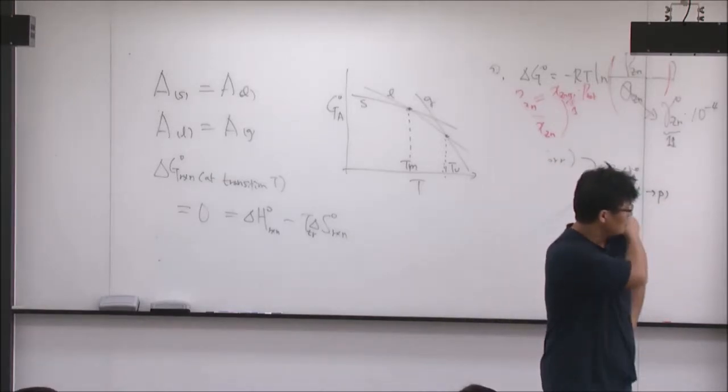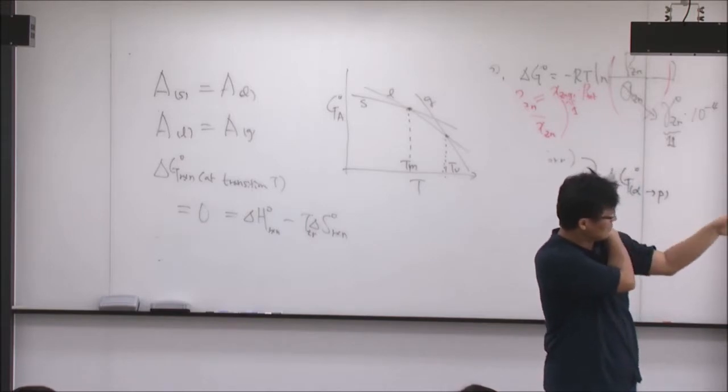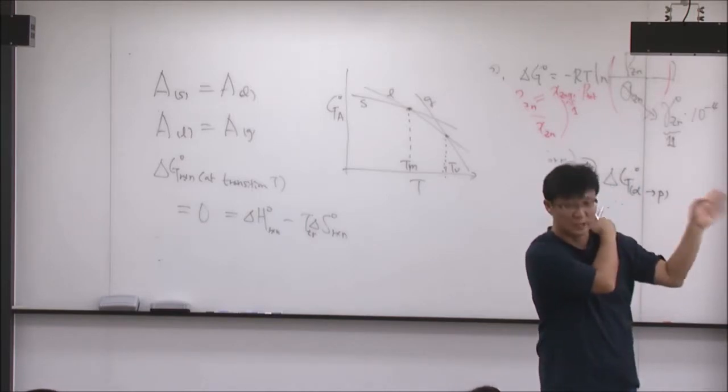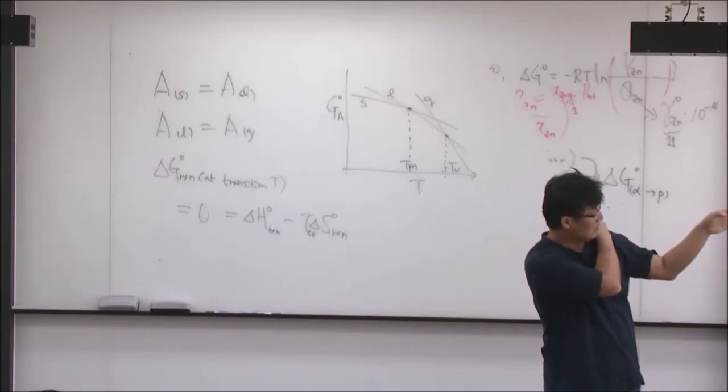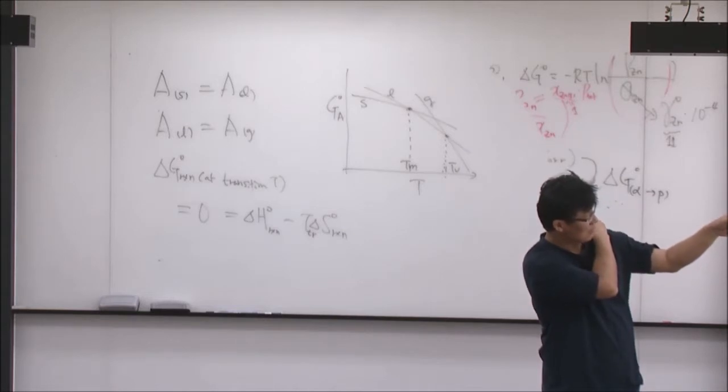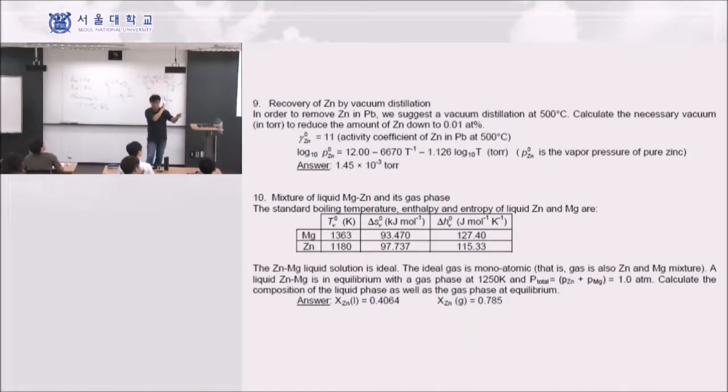Now the question: the Zn and magnesium liquid solution is an ideal solution, that's good. And the ideal gas is a monoatomic gas phase, so the gas is only a Zn and magnesium mixture. There's no Zn2 gas or Zn-Mg gas phase. Now we have the liquid phase in equilibrium with the gas phase at 1250 Kelvin, and P total is 1 atm. Calculate the composition of the liquid phase as well as the gas phase at equilibrium.